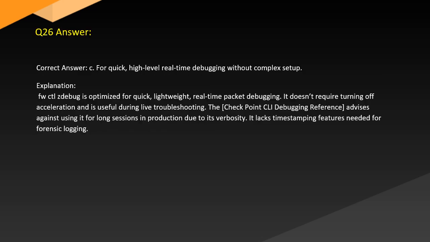Answer. Correct answer: C. For quick high-level real-time debugging without complex setup. Explanation. It is optimized for quick, lightweight real-time packet debugging. It doesn't require turning off acceleration and is useful during live troubleshooting. The Check Point debugging reference advises against using it for long sessions in production due to its verbosity. It lacks time-stamping features needed for forensic logging.